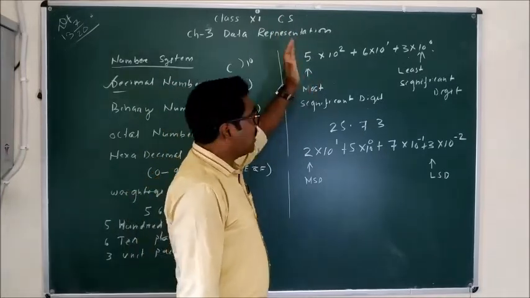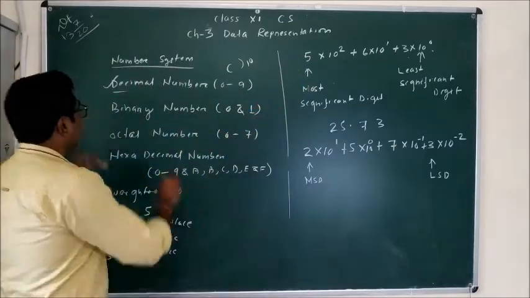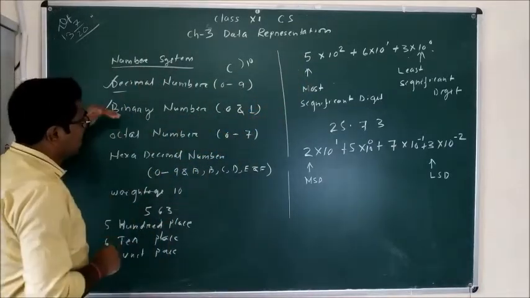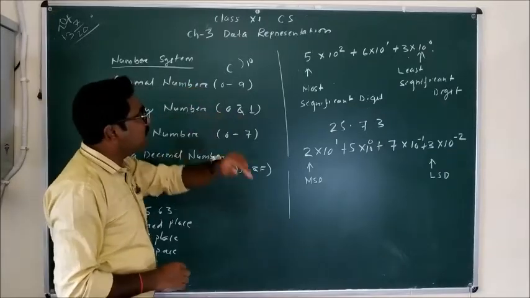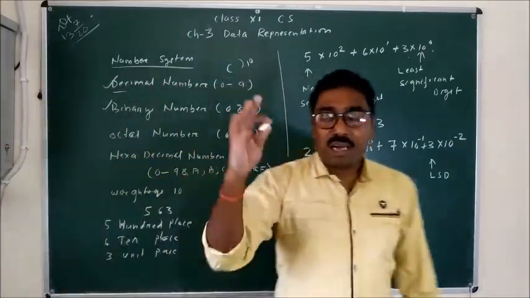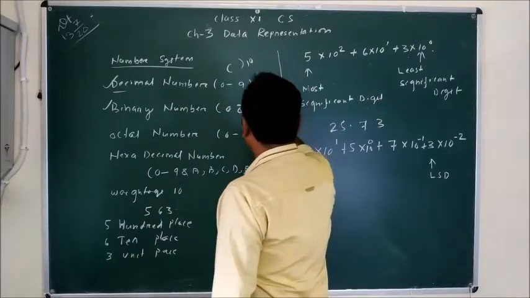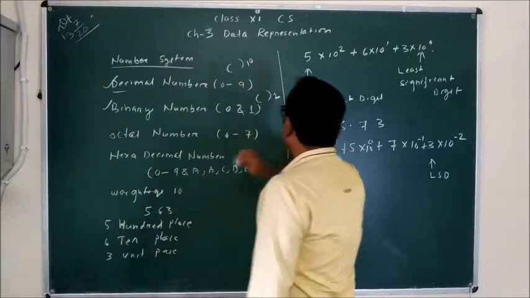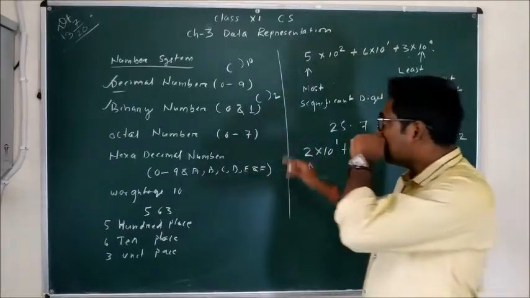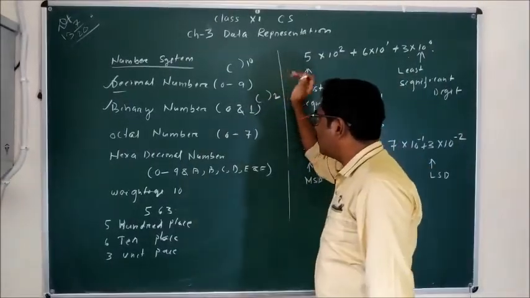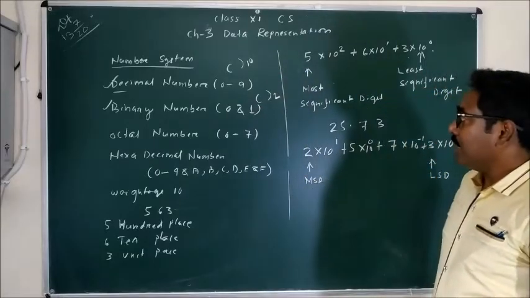The same thing happens in the case of a binary number system, which is understood by the computer. The number system consisting of only 2 digits, that is 0 and 1. That's why it is represented as base 2. That means anything we write as a binary number must be enclosed within a bracket with base 2. That indicates it's a binary number.